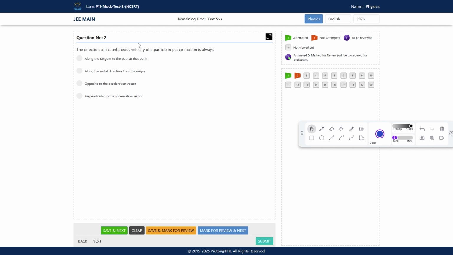The direction of instantaneous velocity of a particle in planar motion is always what? Option A, along the tangent to the path at that point. Option B, along the radial direction from the origin. Option C, opposite to the acceleration vector. And option D, perpendicular to the acceleration vector. So which one is correct? Please solve this question. Students, please solve.